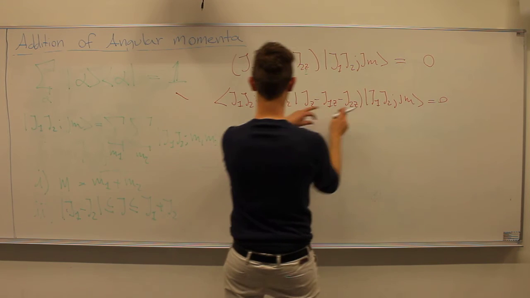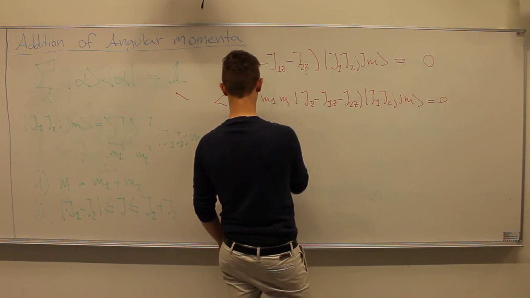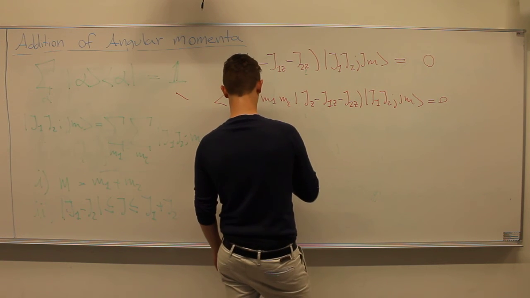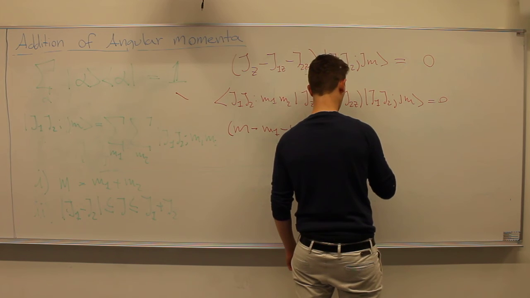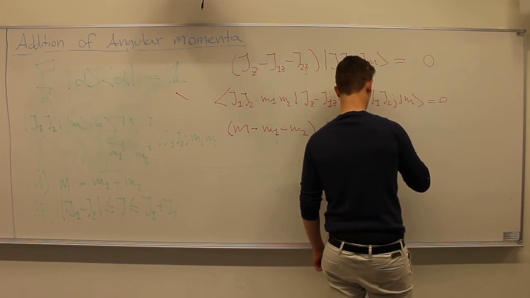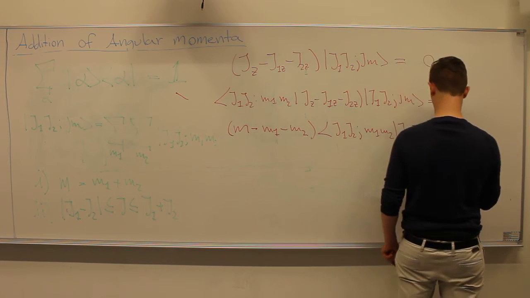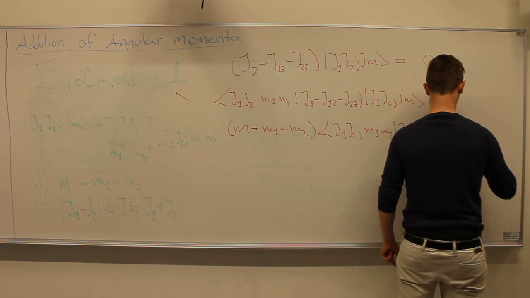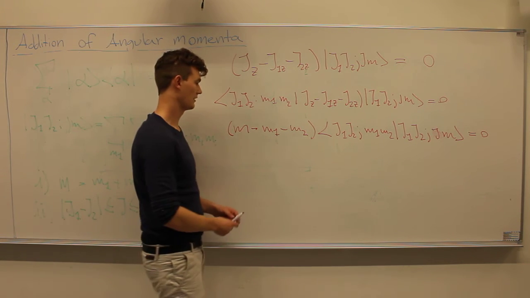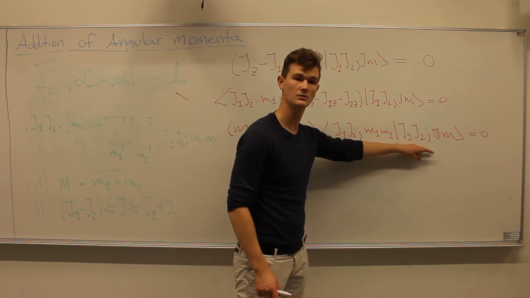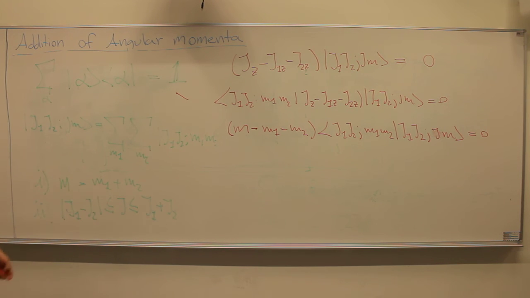If we act with these over here and this over here, we get M minus M1 minus M2, and then we get the Clebsch-Gordan coefficient <J1, J2, M1, M2|J1, J2, J, M>, which equals 0. So what this final expression tells us is that the Clebsch-Gordan coefficient is 0 whenever this is not 0. This is actually what we wanted to prove, that M equals M1 plus M2.